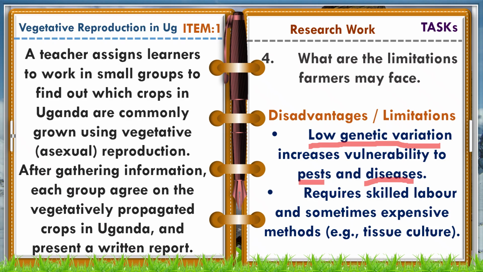Then another one is that they require skilled labor, and sometimes they are expensive methods. The example we are giving is that of tissue culture. For tissue culture, where we get a part and turn it into very many pieces or new plants, it requires skills. So it is labor intensive and it is an expensive method.